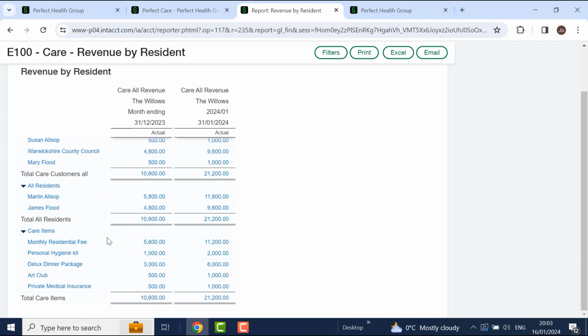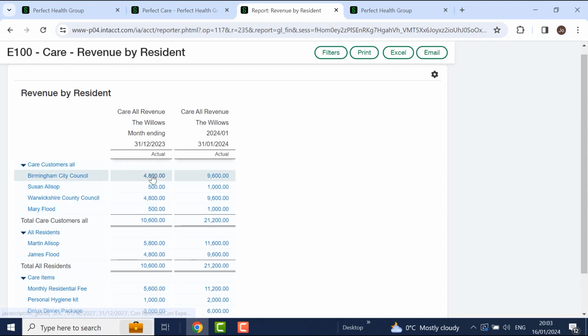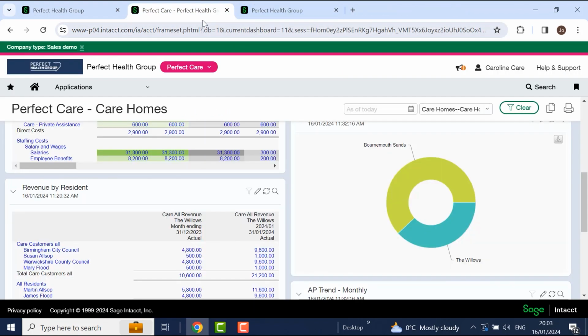And then I can break that down even further to say, okay, of that revenue, what were the billing lines? How much of it was the monthly fee? How much was various clubs or private medical insurance, and so on. Anything in blue, I have the ability to drill down into the source data, be that a purchase invoice or an accounts receivable invoice or even a nominal ledger journal.